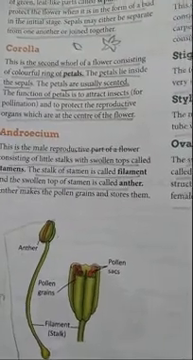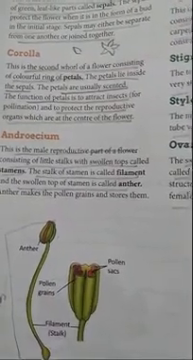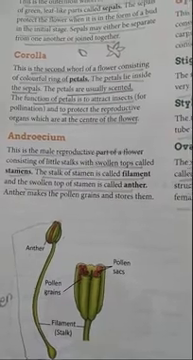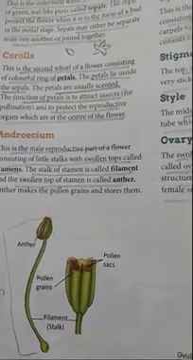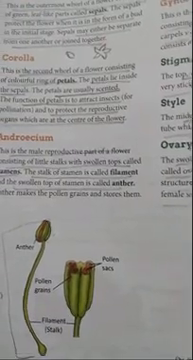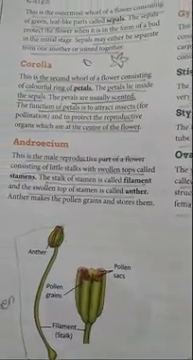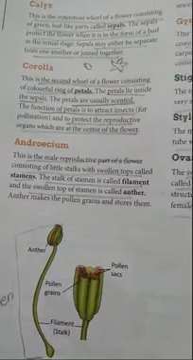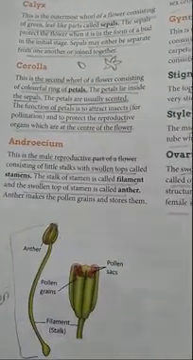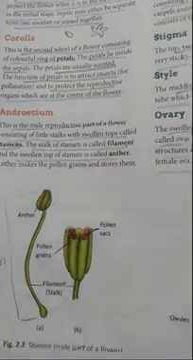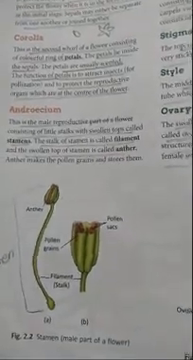Now corolla. Corolla is the second whorl of the flower, and it is a colorful ring of petals. Have you seen the petals? The flowers of different colors, red, green, blue, pink. That is because of the presence of these petals, and they are scented. They have a sweet smell. Why so? In order to attract insects, and they also protect the female reproductive organ.